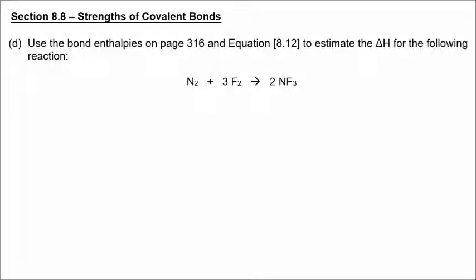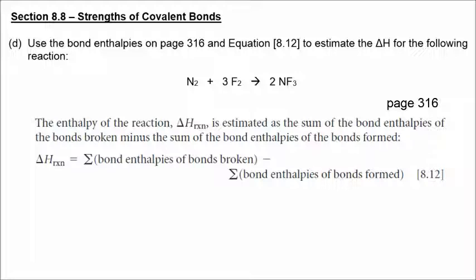So if we have a reaction involving nitrogen and fluorine to produce nitrogen trifluoride, let's use these bond enthalpies that are found on page 316 and the equation to estimate delta H. It's the sum of the bond enthalpies for all the bonds that are broken minus the sum of the bond enthalpies for all the bonds that are formed.